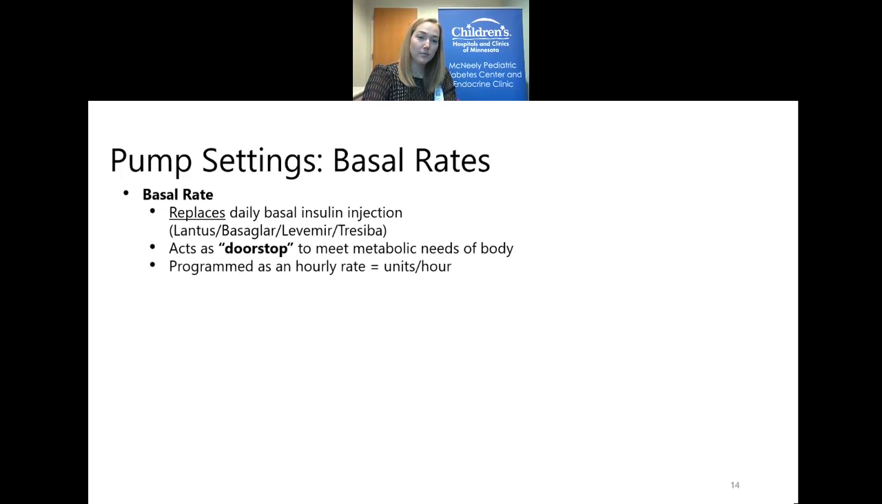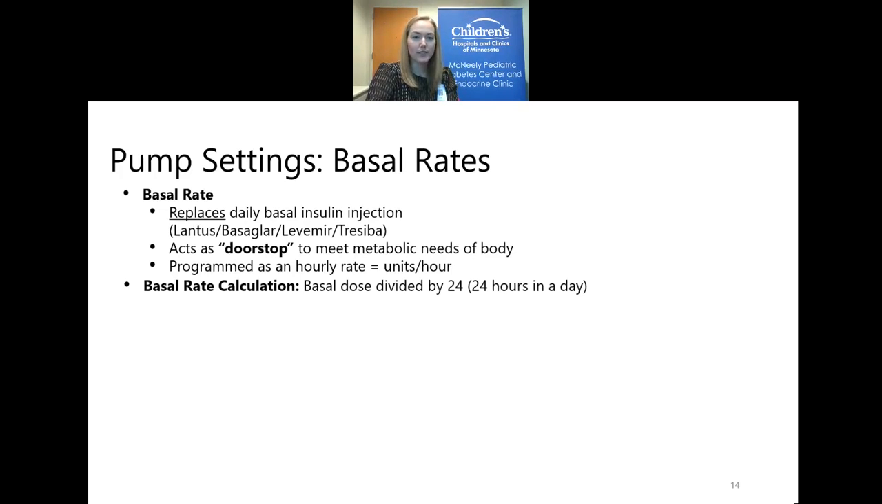So in your pump, since you are using rapid-acting insulin only, the way that we program it is we program that rapid-acting insulin to infuse at a rate. We do an hourly rate, so it's programmed as units per hour. So the way that we calculate our dose is we take your current basal dose and divide it by 24 for 24 hours a day. That gives us our units per hour rate.